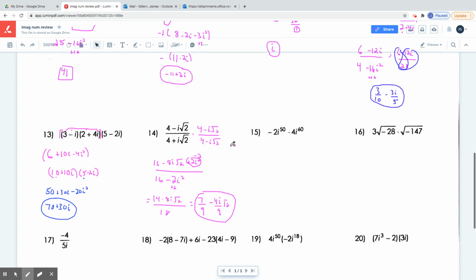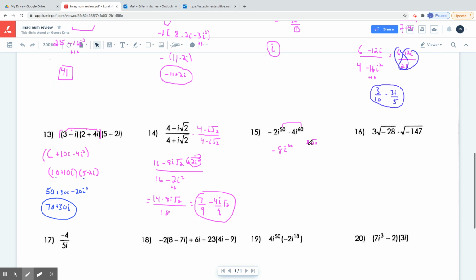All right. 15. What I would recommend for this one: you could convert each of these using cycle i first, then multiply them together, but since it's multiplication, 50 plus 60 is 110. So I get negative 8, because 2 times 4 is 8, negative 8i to the 110. Well, i to the 110, I just worry about 10. 2 goes into 10.